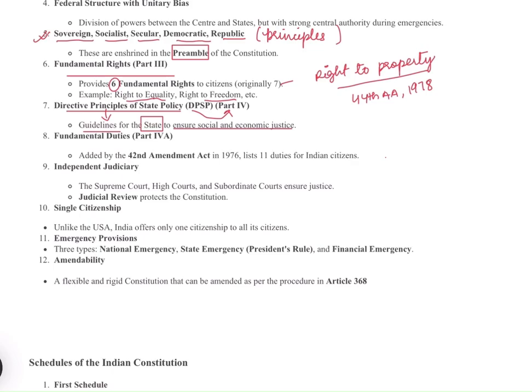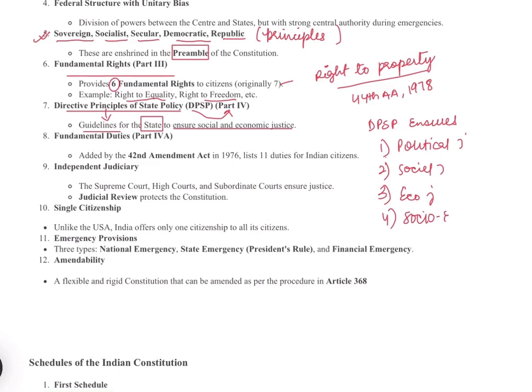So there is one thing we need to remember: if the question is asking that DPSP ensures option 1 political justice, option 2 social justice, option 3 economic justice, and 4 socio-economic justice, then you already know that it is socio-economic justice. But what about political justice? Political justice gets ensured by nothing but fundamental rights. Okay, so you need to remember this.